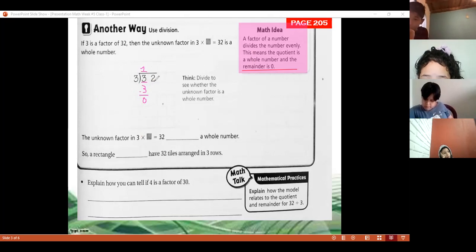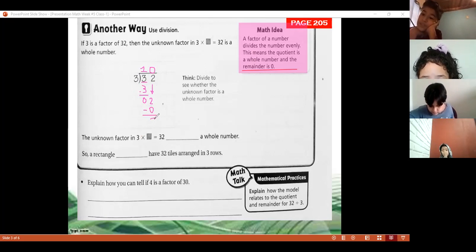Okay, now we put down the next digit. It's number 2. Can we divide 2 into 3 equal parts? No. So we write 0 here and we say 3 times 0? 0. 2 minus 0? 2. Now this 2 is the remainder. So you see, 10 remainder 2 is the answer.